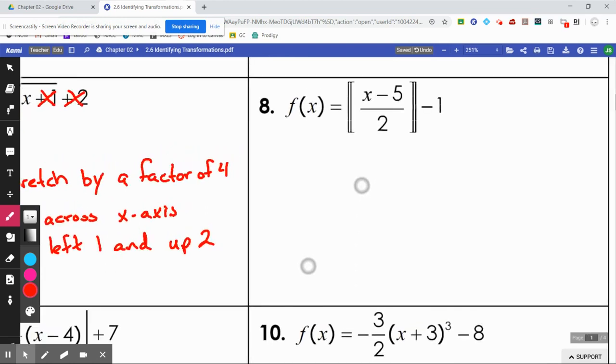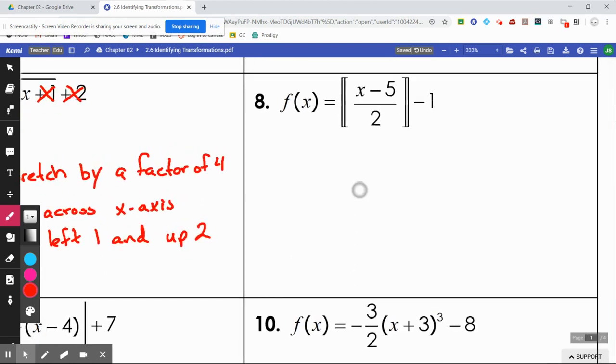Number 8. Here you have the floor function. So you can take away the -5 and division by 2 and all that. And you got f of x equals the floor function of x. And again, you can use the symbol that they used here or the floor function symbol, either one.